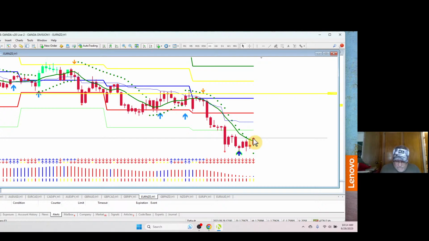So that was a $20 profit on the Euro New Zealand. So I got 20 on the Euro New Zealand long, 12.5 on the New Zealand yen short, 15 on the Aussie dollar short, and I lost $5 on the pound Aussie long. So let's see, 20 and 15 is 35, 47.5. I've made $42.50 today.